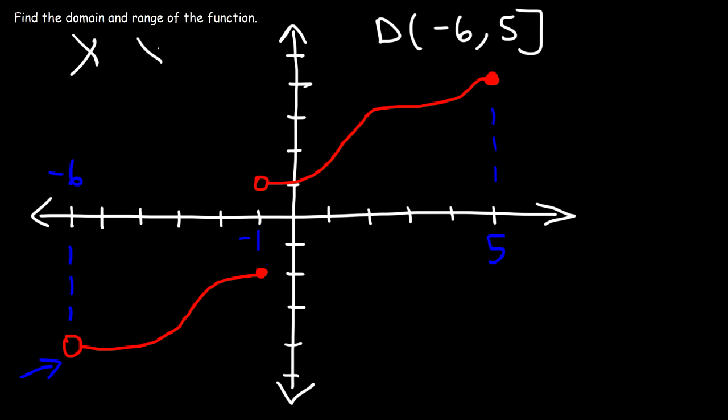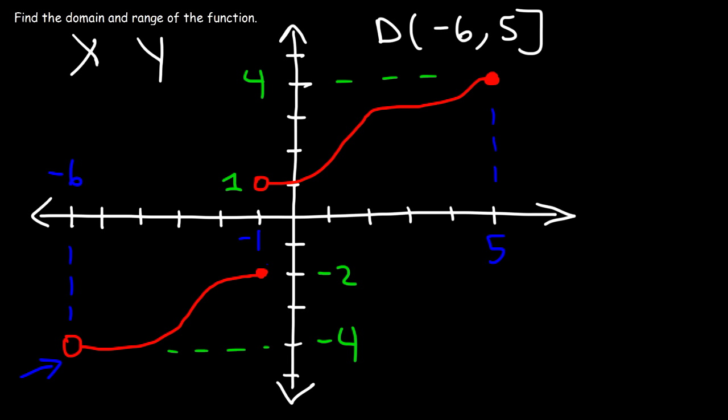Now what about the range? What about the y values? So the lowest y value that we see is negative 4, and the highest is positive 4. Now notice that there's nothing between negative 2 and 1. So y can't be anything between there. It could be negative 2 though, because we do have a closed circle at negative 2, but it can't be negative 1, negative 0.5, 0.8. It can't even be 1, because we have an open circle at 1. So how can we describe the range using interval notation in this example?